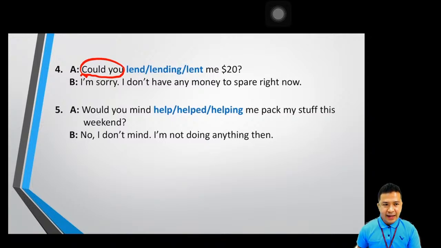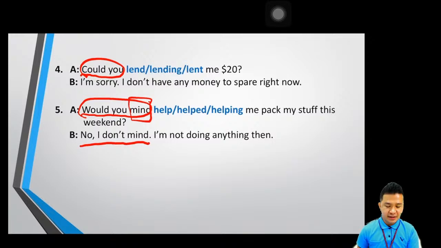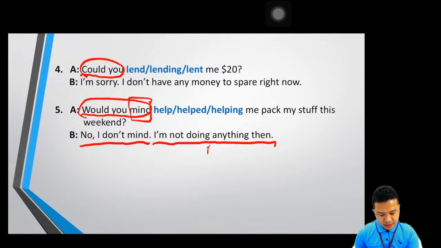Number 5. Would you mind helping me pack my stuff this weekend? No, I don't mind. I'm not doing anything then. Take note of would you mind and the word mind. Be careful. When you ask this polite request with modal, would you mind, it is always answered by no, I don't mind. And then you have to state the reason. This is the reason. And this is how to answer. No, I don't mind.